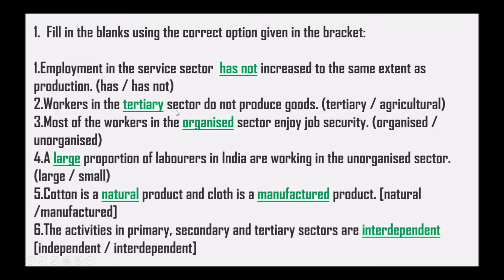Workers in the tertiary sector do not produce goods. Most of the workers in the organized sector enjoy job security. A large proportion of laborers in India are working in the unorganized sector. Cotton is a natural product and cloth is a manufactured product. The activities in primary, secondary and tertiary sectors are interdependent.